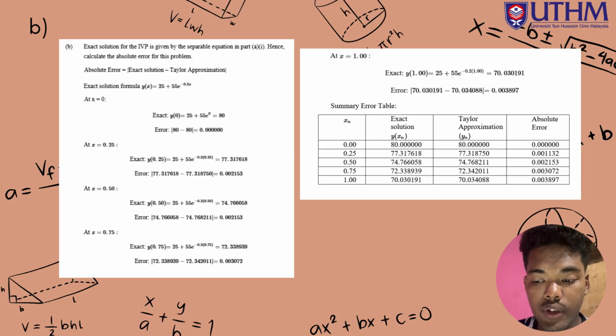For x = 0, the absolute error is 0. For 0.25, it is 0.001132. For 0.50, it is 0.002153. For 0.75, it is 0.003072. And lastly, for 1.0, it is 0.003897. Thank you.